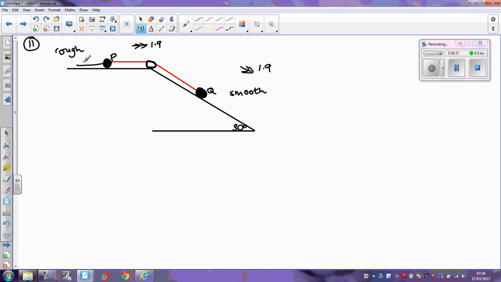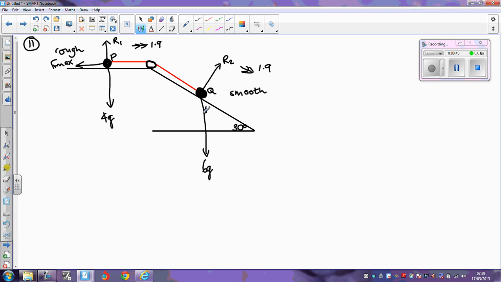So in other words, the frictional force must be a maximum, and it must be acting to the left on P. Let's have a look at some of the other forces which are acting. There we have R1. I've got another normal contact force there, which I'll call R2. The weight of P obviously is acting vertically downwards. P is 4 kilograms, so that's 4G. The weight of Q is acting vertically downwards. Q is 6 kilograms, so that's 6G.